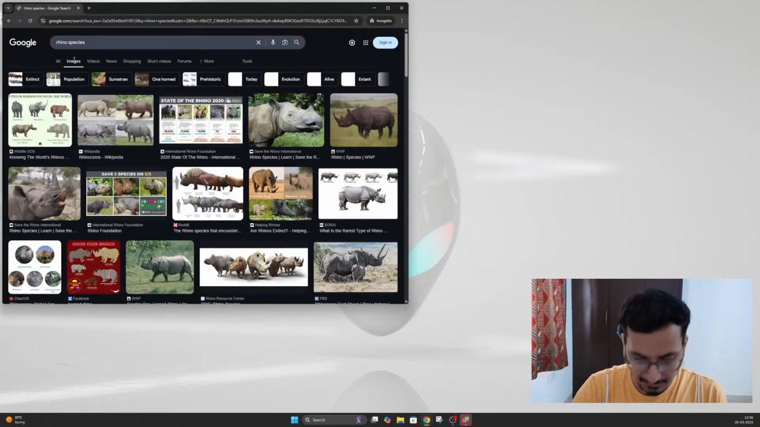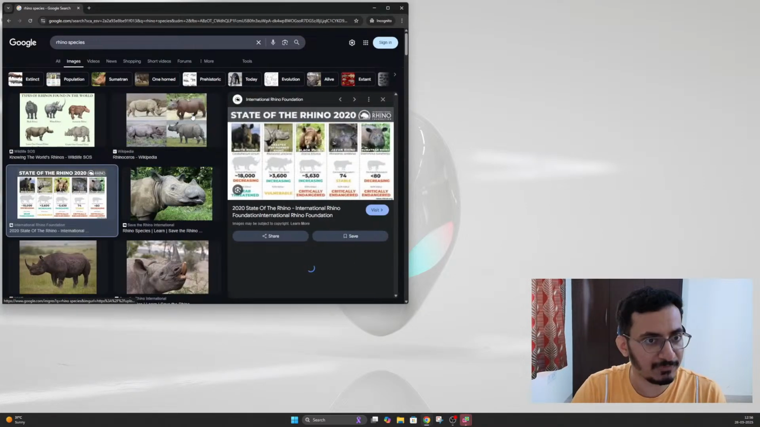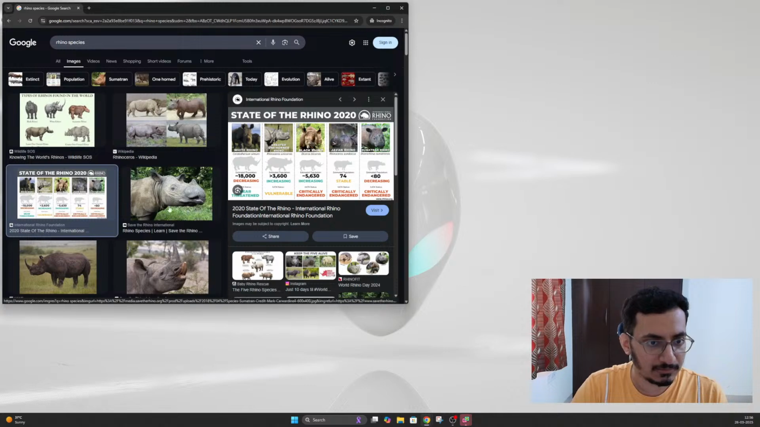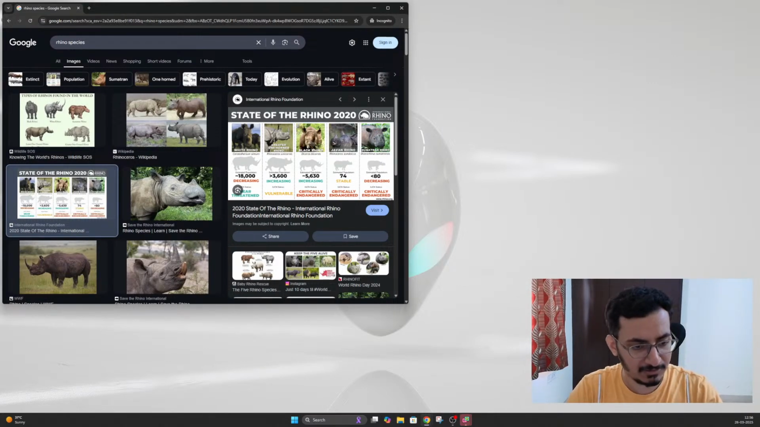I think I was about to do, yeah, there are 5 subspecies of this one. I know actually there are 5 main species of rhino. Now, rhino, the IUCN status is it's vulnerable. It's not endangered or critically endangered yet. So that's a positive.